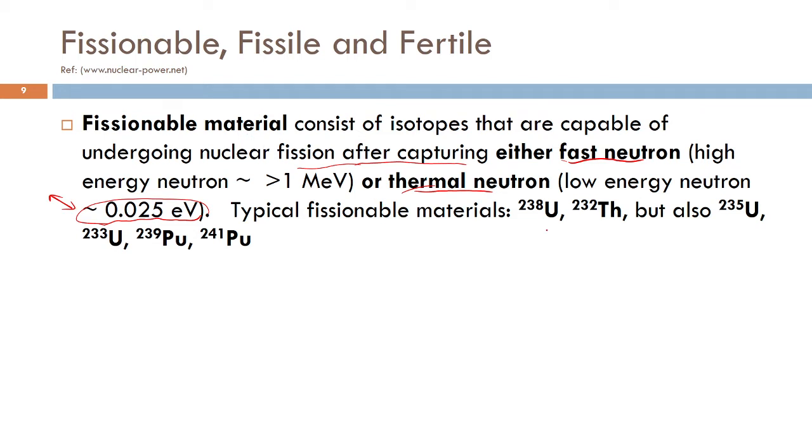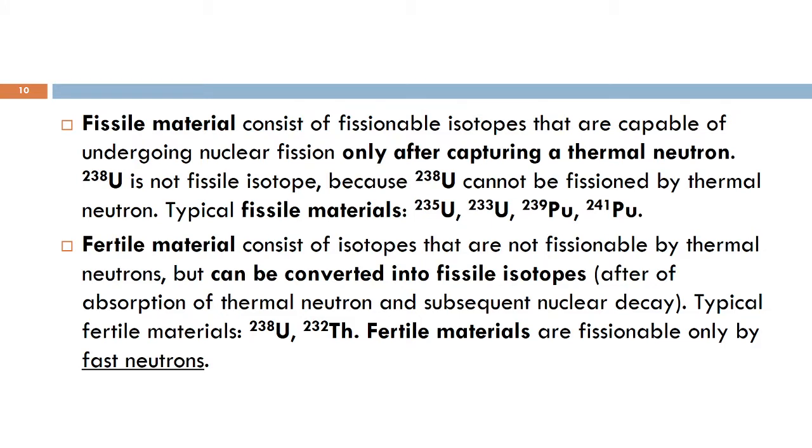So what materials are fissionable? They are uranium-238, thorium-232, uranium-235, uranium-233, plutonium-239, as well as plutonium-241. It doesn't matter whether the neutron is slow or fast, thermal neutron or fast neutron. These isotopes will fission.